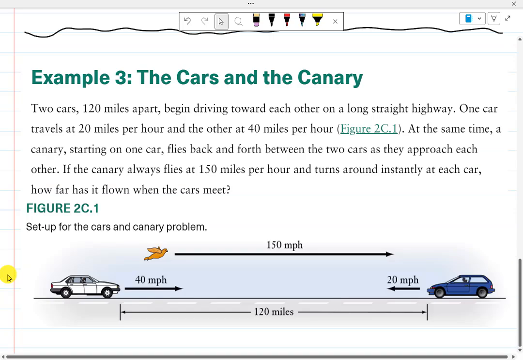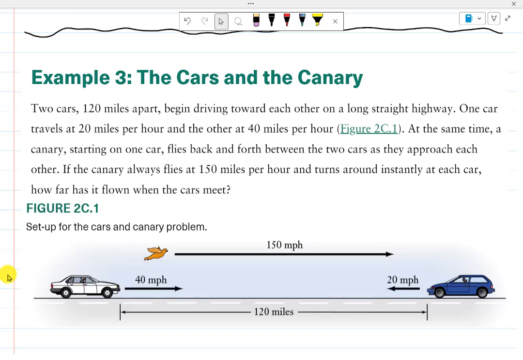This example has a bird flying between 2 cars that are heading toward each other. So let me read the problem. We have 2 cars, 120 miles apart. They begin driving toward each other on a long, straight highway. One car travels at 20 miles per hour and the other at 40 miles per hour. At the same time, a canary, starting on one car, flies back and forth between the 2 cars as they approach each other. If the canary flies at 150 miles an hour and turns around instantly at each car, how far has it flown when the cars meet?